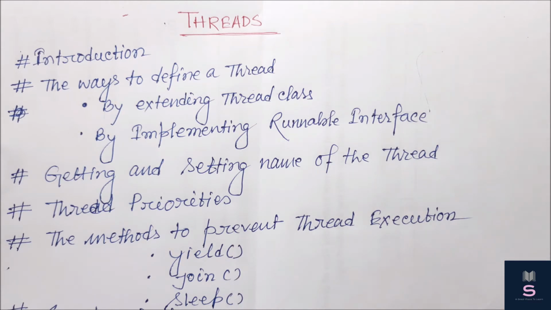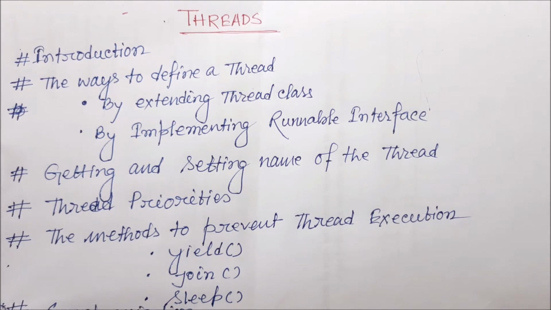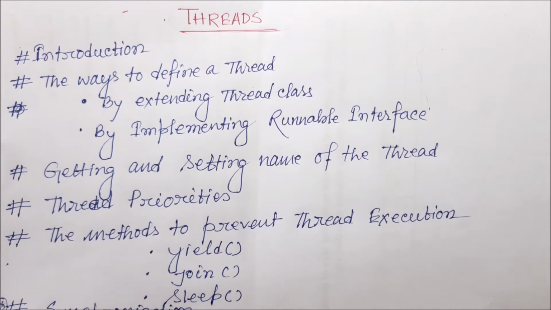Then we will cover the methods to prevent the thread execution. There are several methods which are used to prevent the normal thread execution. Join, yield, sleep, these are the very common methods which are used to prevent thread execution. And after that I will cover synchronization, a very important topic of threading.